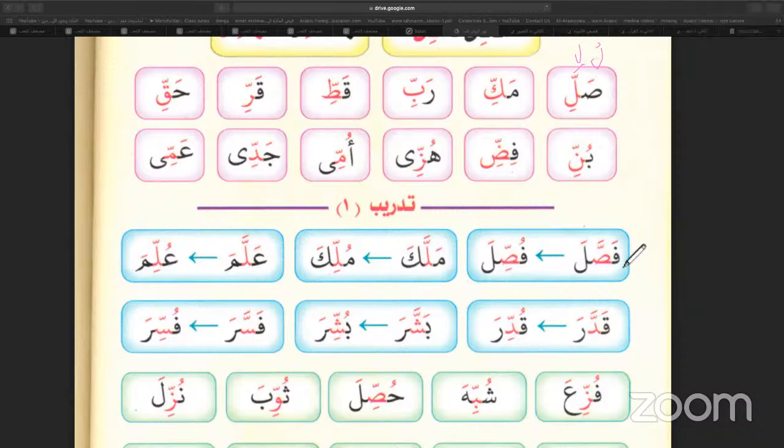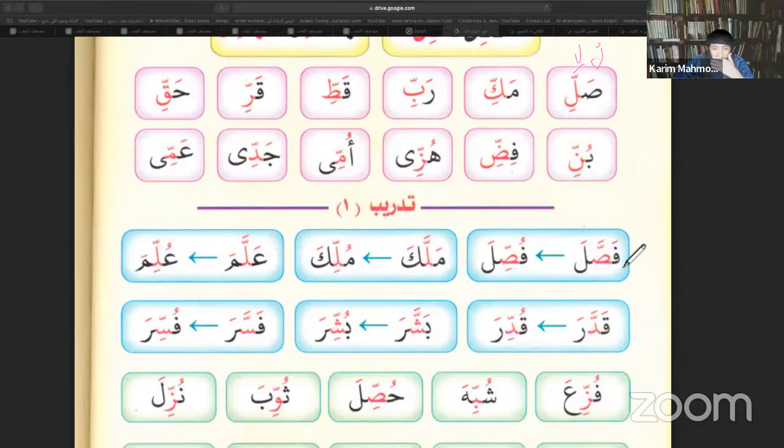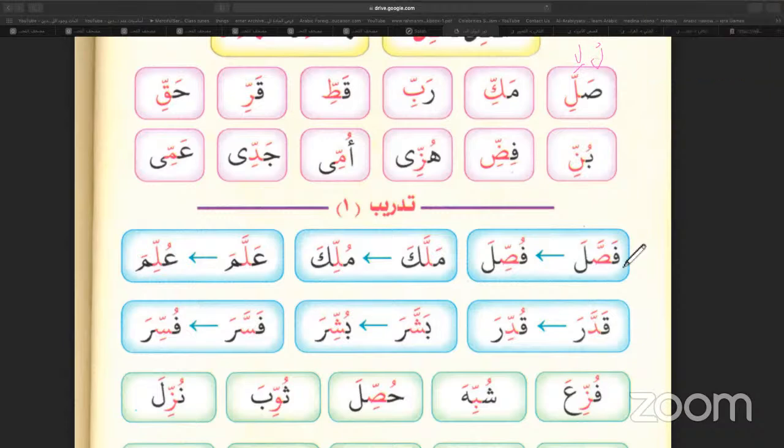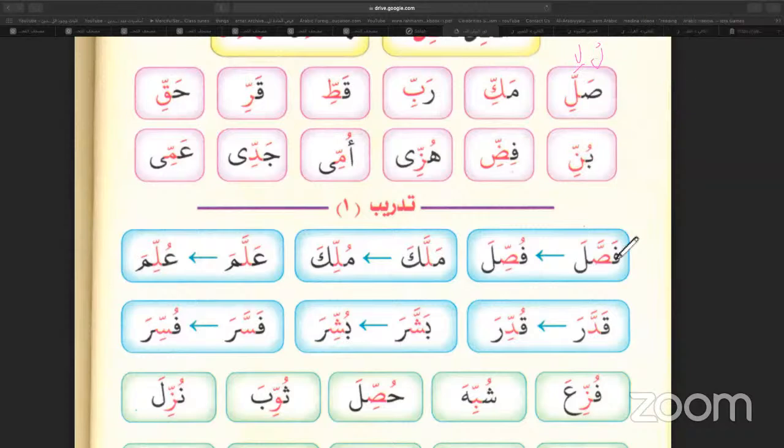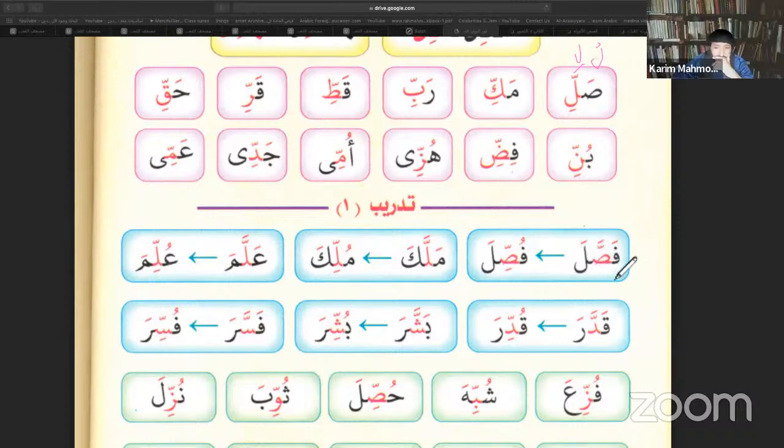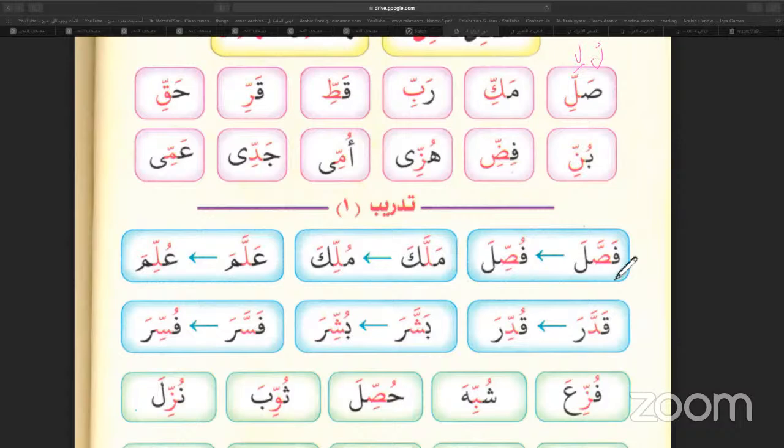Fasala. Focus. Okay, you're close. Just focus. Fasala. Fusila. Why fu? It's not a fu, it's a fa fatha. No, the other one. I'm reading the second one. Oh no, we're reading this first. Fasala.